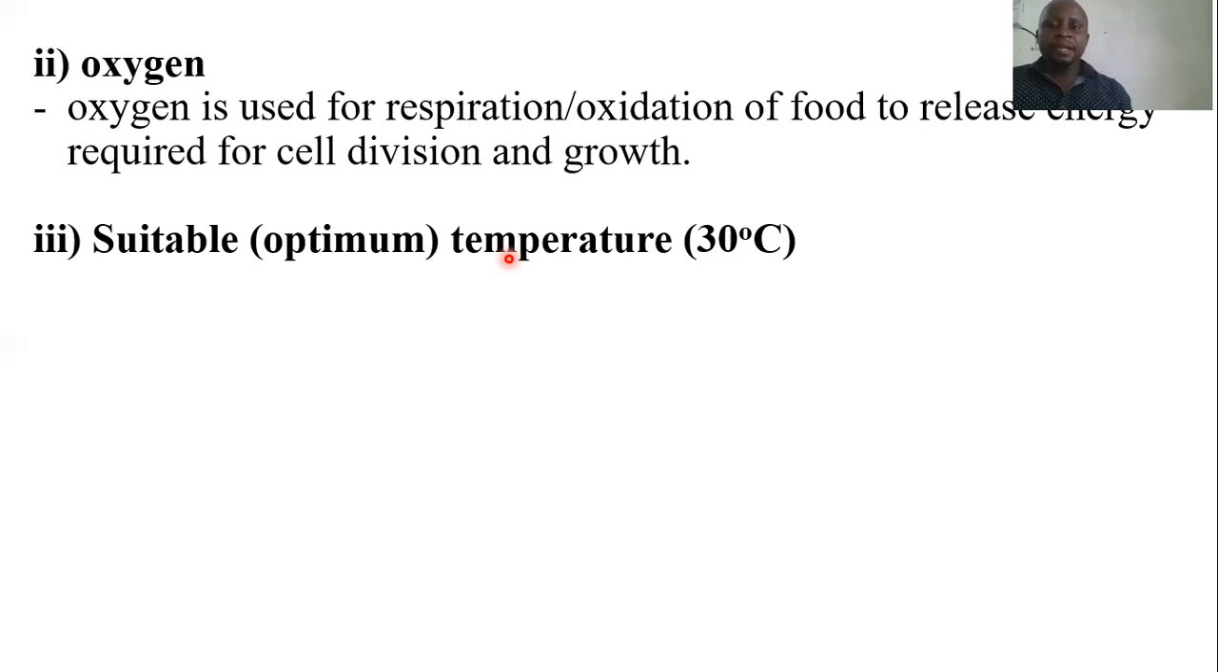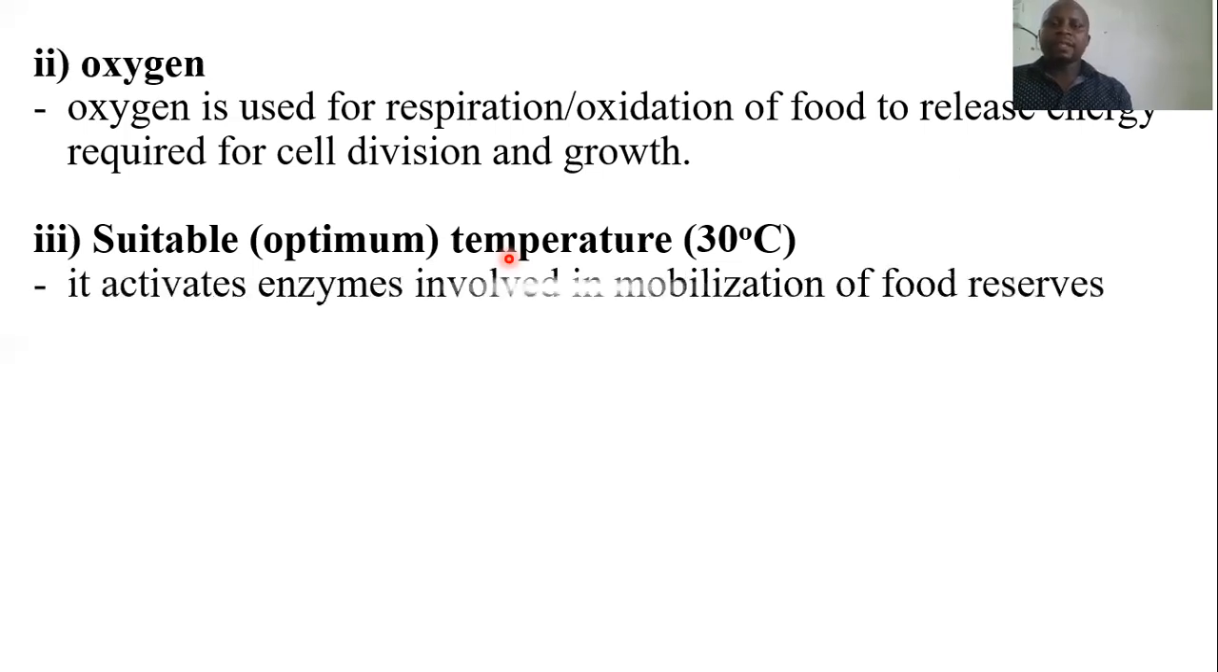It will inactivate the enzymes. Therefore, for the seeds to germinate, the temperature must be maintained at around 30 degrees Celsius. That is the optimum temperature. So we've said that the optimum temperature will activate enzymes involved in mobilization of food reserves.